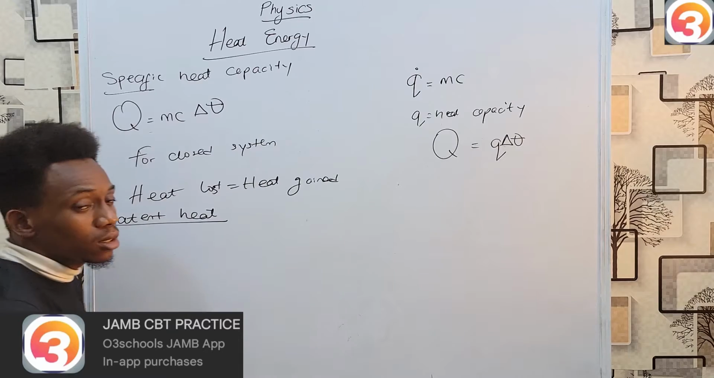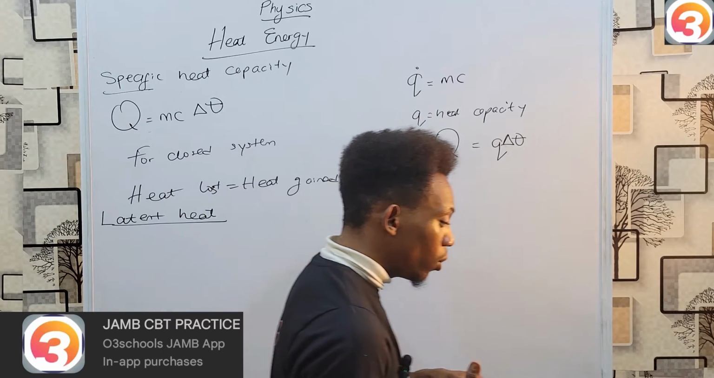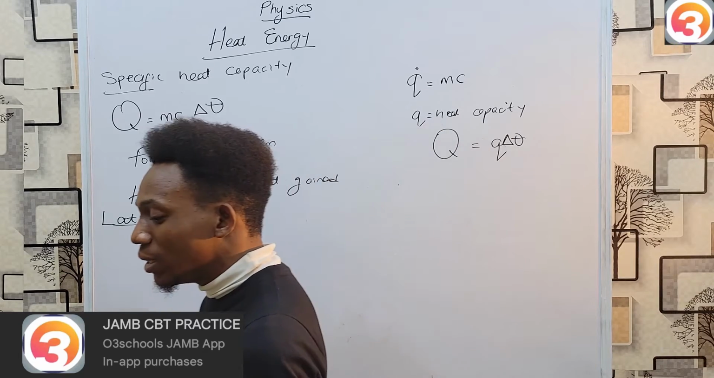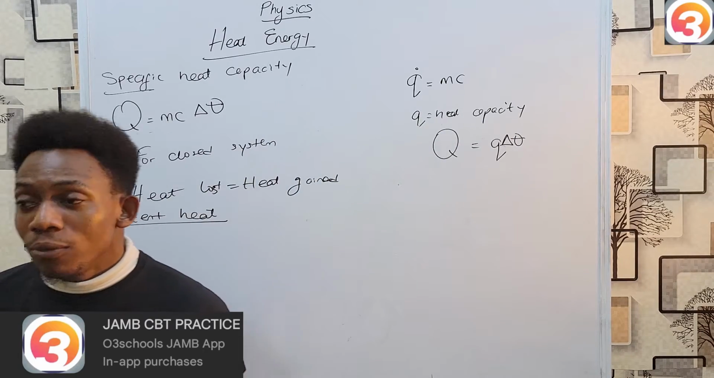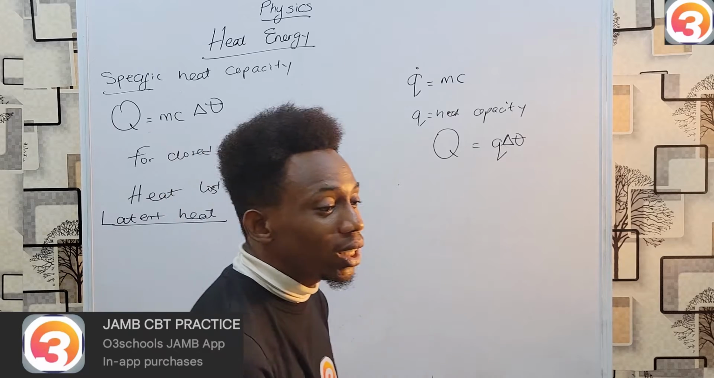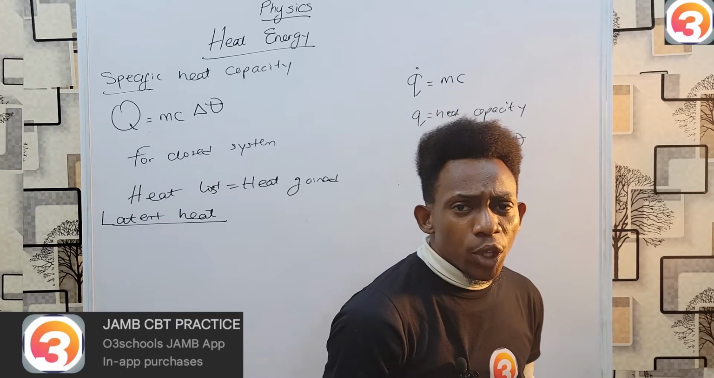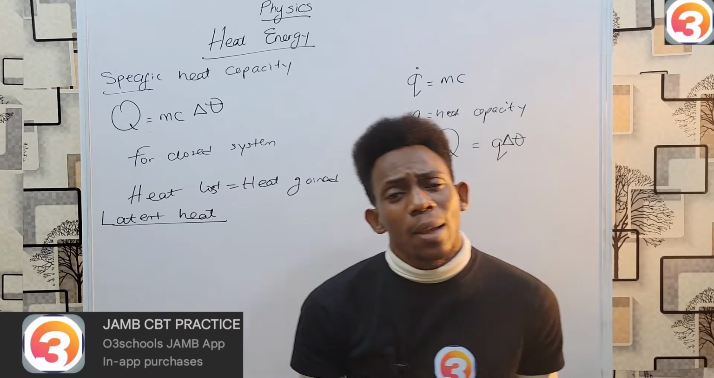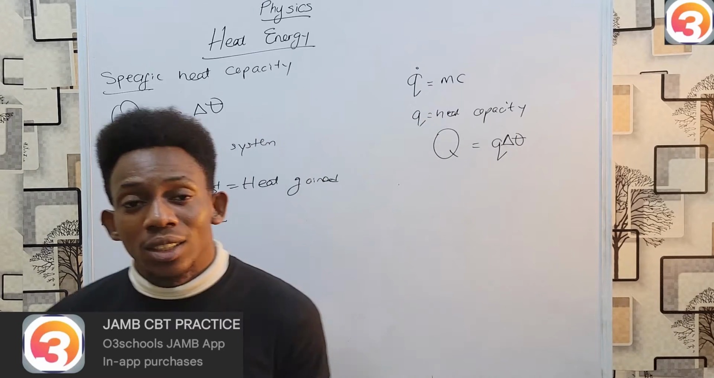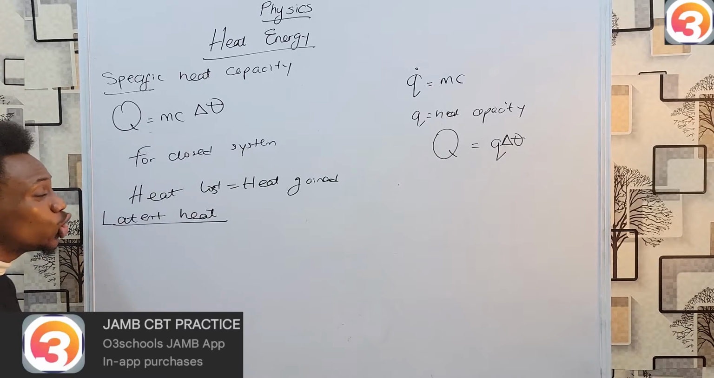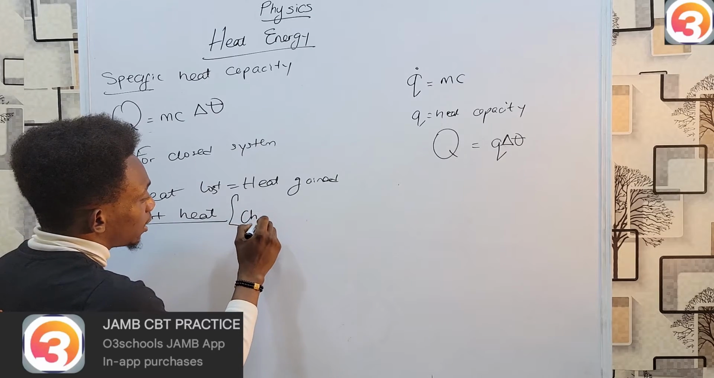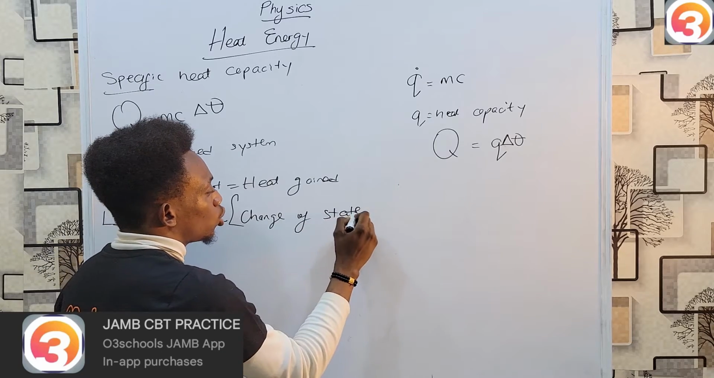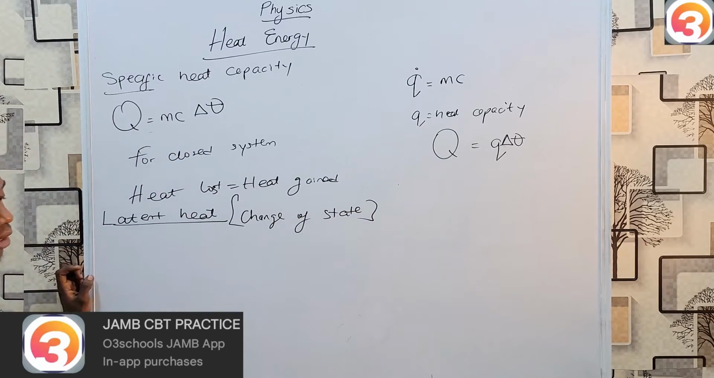Latent indicates hidden. Latent heat is therefore a fancy way of saying hidden heat. How can heat be hidden? It is because the obvious way by which we know there is heat is by temperature change. Therefore, if heat is being supplied, although temperature is not changing, then it appears that that heat is hidden. And that's exactly what goes on during change of state. Like I said, latent heat always has to do with the change of state.